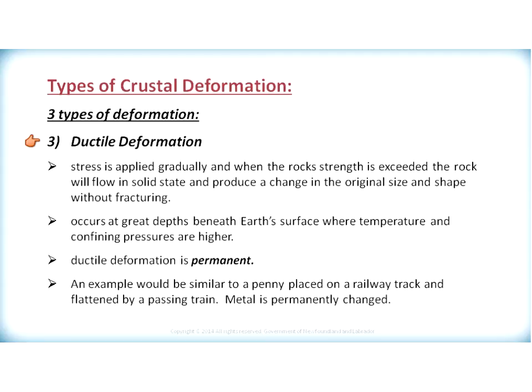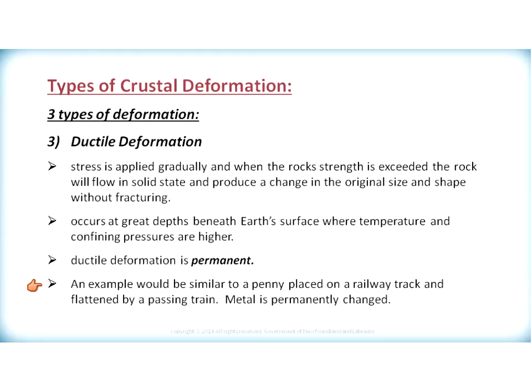The third type of deformation is called ductile deformation. Ductile deformation occurs where stress is applied gradually, and when the rock's strength is exceeded, the rock will flow in a solid state and produce a change in the original size and shape without fracturing. Ductile deformation will occur at great depths beneath Earth's surface, where temperature and confining pressure are higher. During ductile deformation, the change that you see in the rock is permanent and is not recoverable.